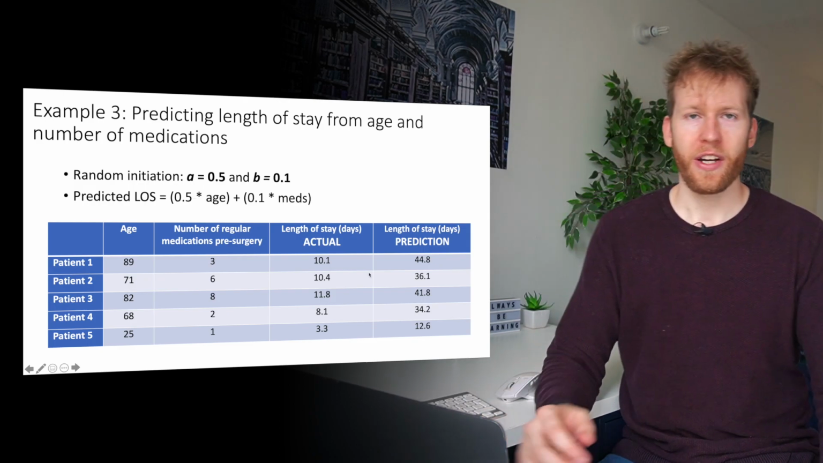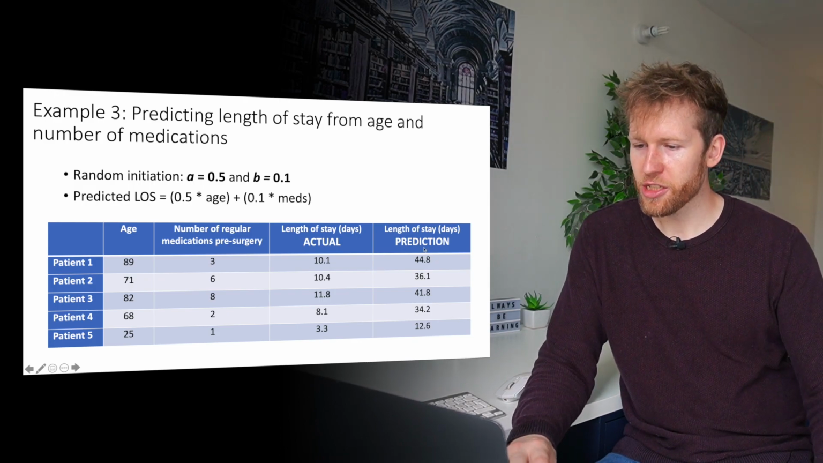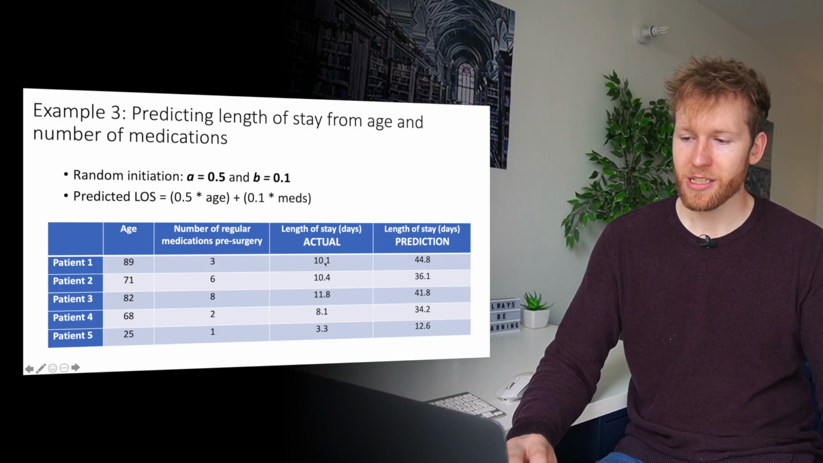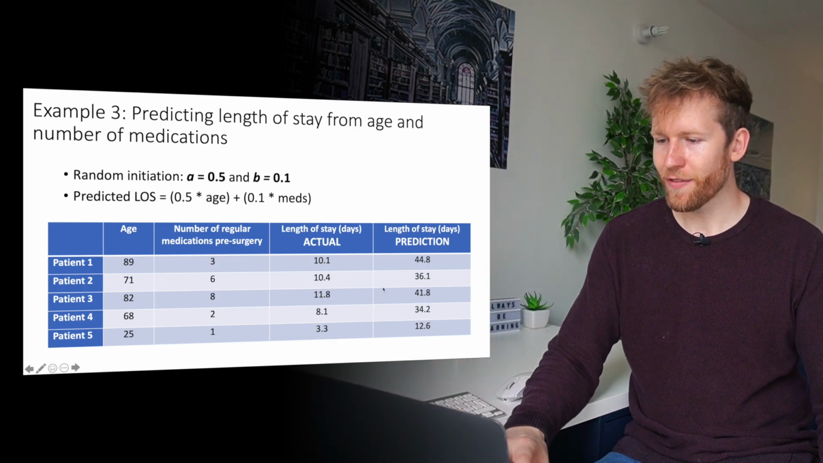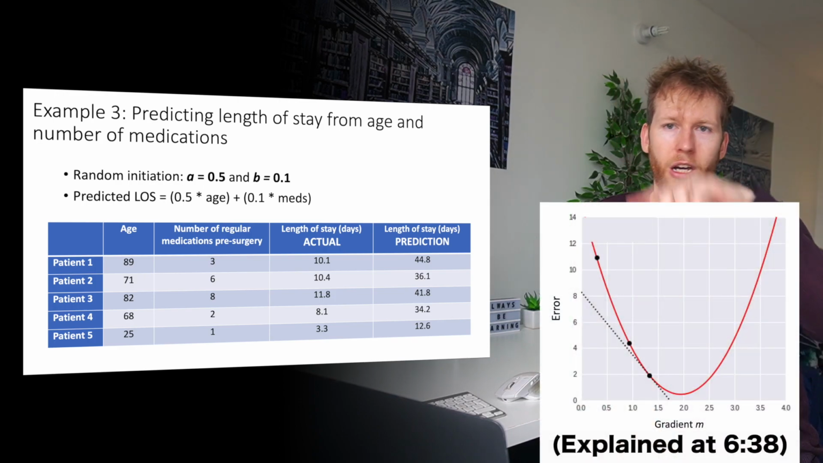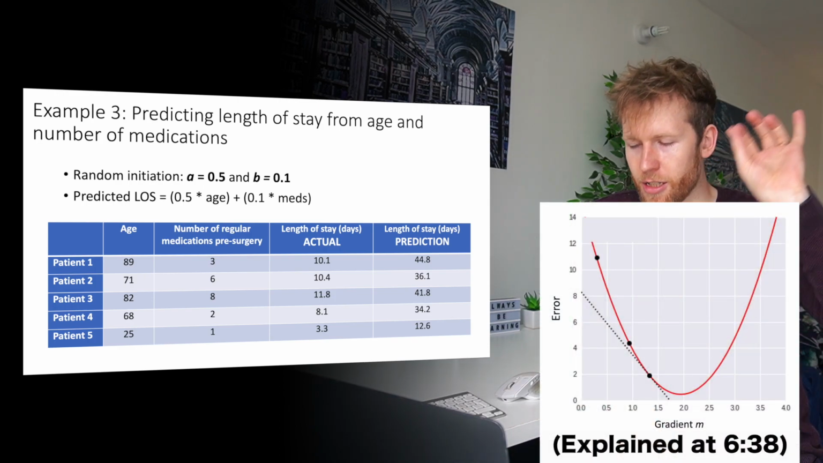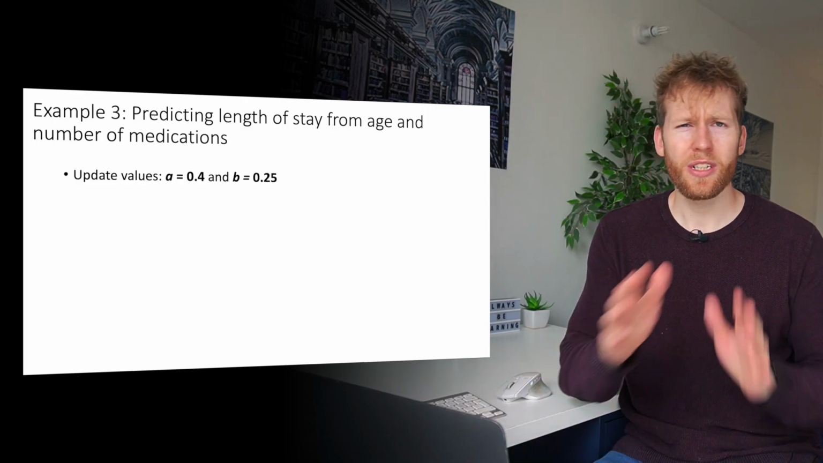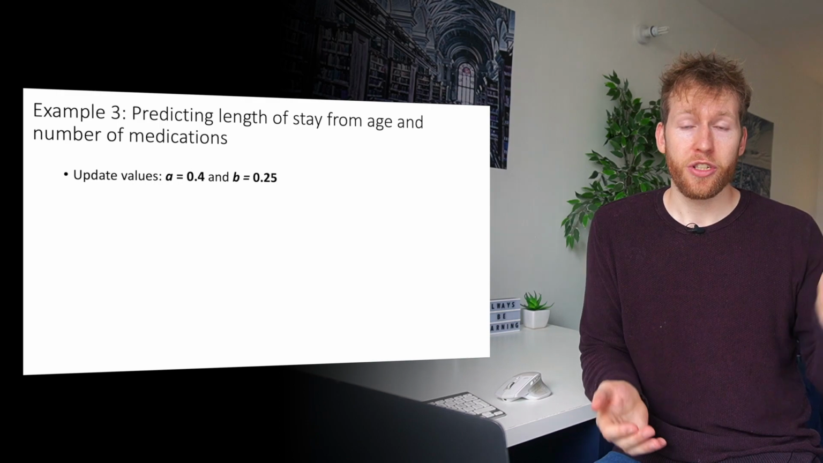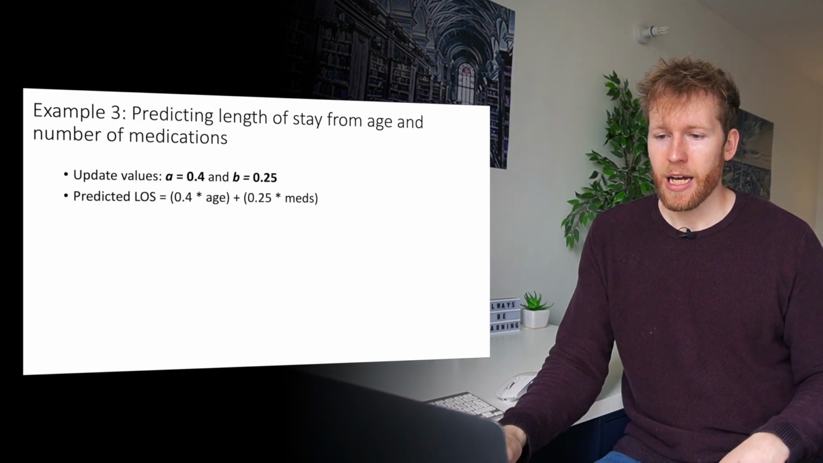And again, we'd quantify the error here. So we would look at the prediction and the actual and subtract them. So 44.8 minus 10.1, square that, do that for all of these points, sum that up, and that gives us that error. And if we imagine that kind of curve, we can see our error is actually pretty high at this moment. So then the algorithm will look at which direction it should change. And it sees that for A, it should decrease it, and for B, it should increase it.